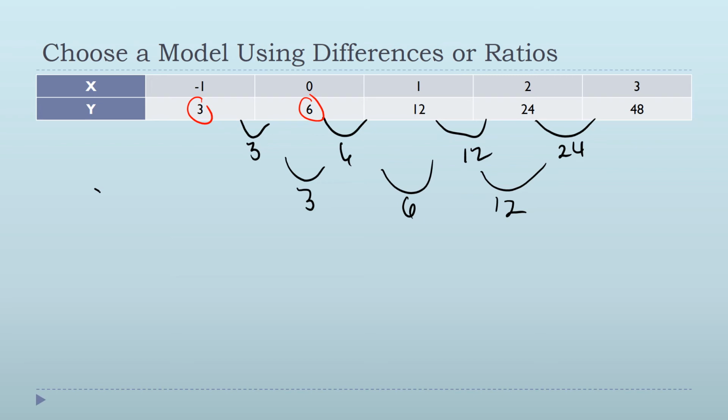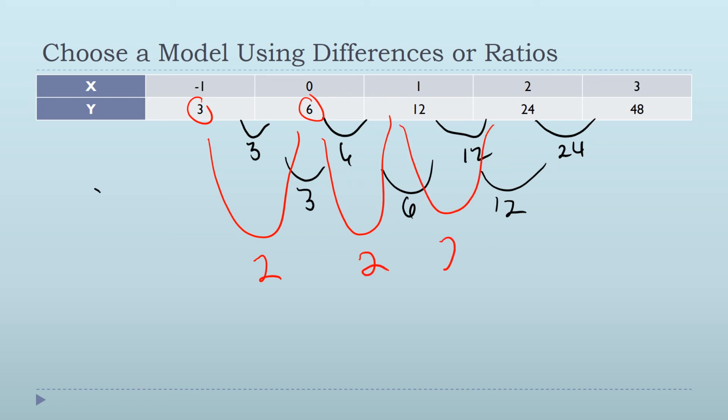Well, let's see, 6 divided by 3 is 2. And 12 divided by 6 is 2. And 24 divided by 12 is 2. And 48 divided by 24 is 2. And so I've got a common ratio. Don't have any differences, first or second, but I do have a common ratio. And when I find that, then I know I'm looking at an exponential function.